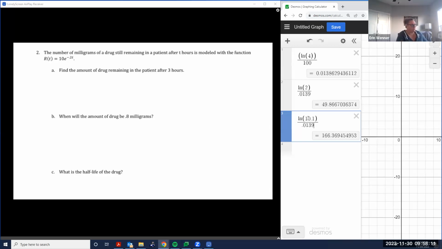So what I want you to do is evaluate that equation, right? We've got R of T equals 10 times E. And if we're looking at 3 hours, that means we're going to let T equal 3. So E to the negative 0.2 times 3. So I want you to go ahead and tell me how much drug is remaining in the patient. You can round to the nearest hundredths, so 2 decimal places, okay? So go ahead and evaluate that, just the stuff that's on the right-hand side, and send me your answer in a direct message.